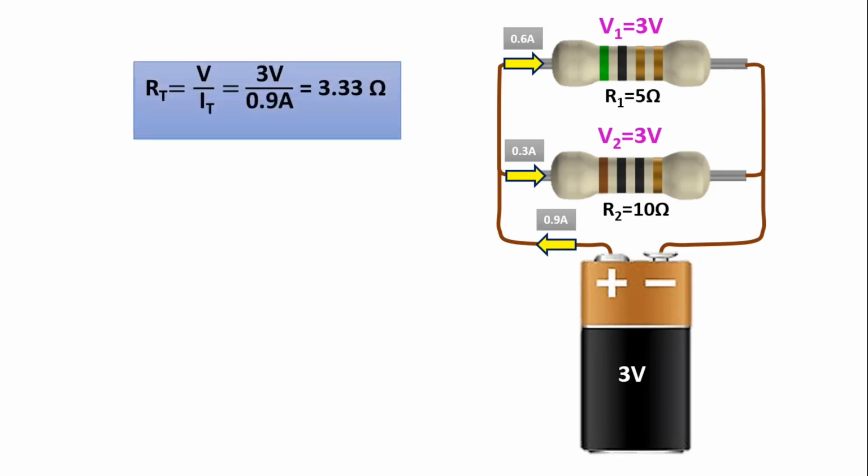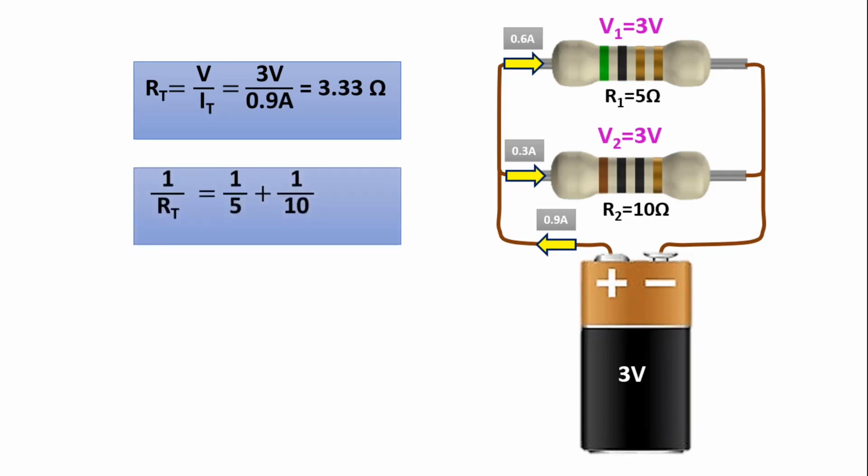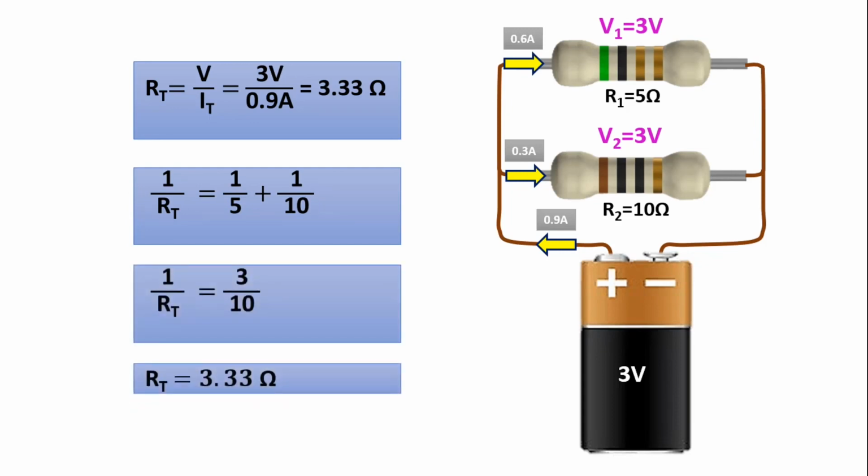If we want to find the total resistance, we can find it by dividing the source voltage by the total current. Total resistance will be 3.33 ohms from 3 volts divided by 0.9 amps. Or we can get the same result from the formula for the sum of the inverses of the resistances.